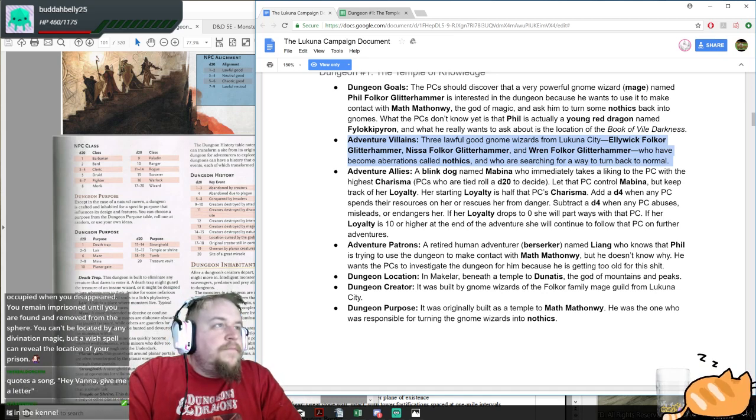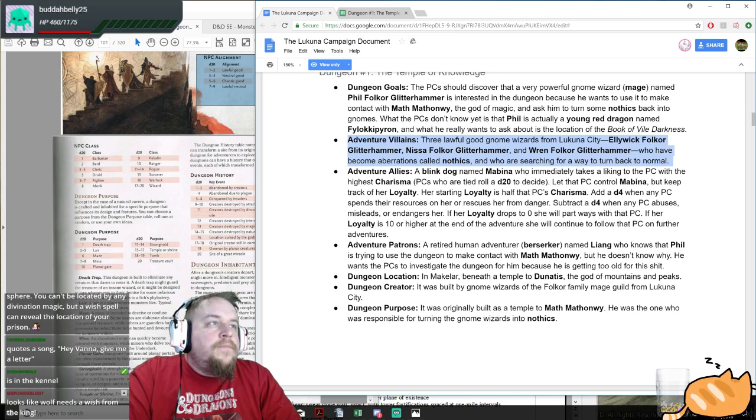Then I decided they'd be from Lukuna City because in Makellar, at least, I haven't fleshed out any other points, but in Makellar at least there's no wizard guilds, right? It is the headquarters for the merchant guild family. Yes, and there's a couple temples to pray to, but there's not an arcane presence.